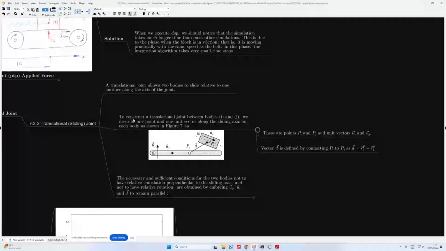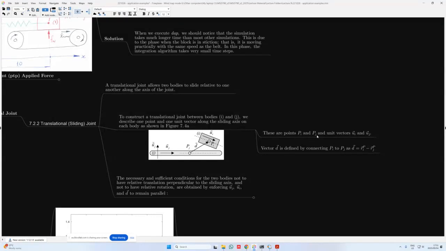So to construct a translational joint between bodies I and J, we describe one point and one unit vector along the sliding axis on each body, and this is then shown in figure 7.4a. So we have body J over here, and we need to make sure that we specify U J and P J on the same body, which is then body J. Then for body I, which is connected via a sliding joint, we also need to specify a unit vector U I and P I, of which both are located on body I.